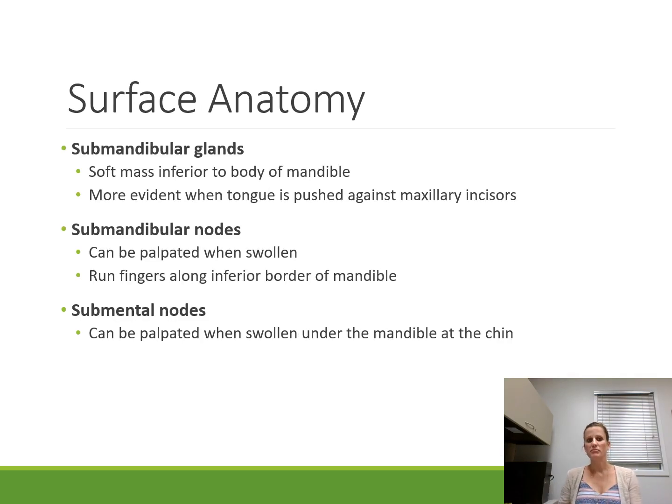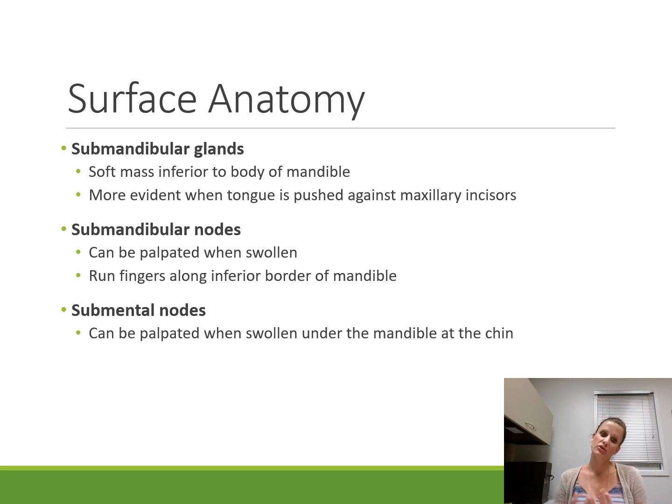You can palpate submandibular glands and then the submandibular nodes when they're swollen. So the submandibular glands are soft masses that are inferior to the body of the mandible, right? So right here. They're pretty easy to palpate normally, but you can make them stand out more by pushing the tongue against the maxillary incisors. So your incisors are your front teeth. So forcing your tongue against the front teeth makes them stand out even more.